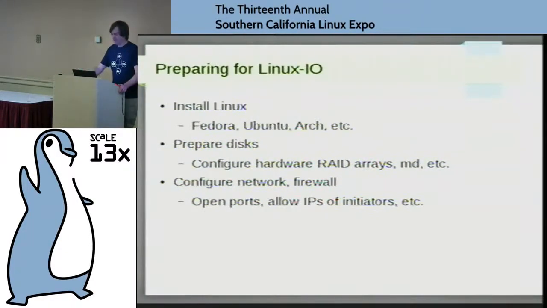Preparing for Linux IO couldn't be easier for me. It's extremely simple. Step one, you install Linux on the host that you want to use as your SAN. Which Linux? Whichever one you want to use. As long as it's a more general purpose Linux distribution, it's probably going to support Linux IO out of the box. If you want to use Mint or something specialized for something like desktops, it might not be there.